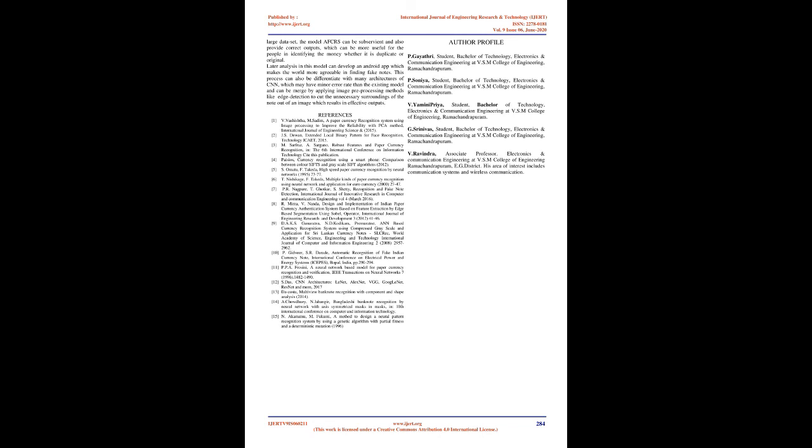From this we can also conclude that with the original and large data set, the model of AFCRS can be serviceable and also provide correct outputs, which can be more useful for people in identifying whether money is duplicate or original. Later analysis of this model can develop an Android app which makes the world more agreeable in finding fake notes. This process can also be compared with many architectures of CNN, which may have a lower error rate than the existing model, and can be merged with image pre-processing methods like edge detection to cut the unnecessary surroundings of the note out of an image, which results in effective outputs.